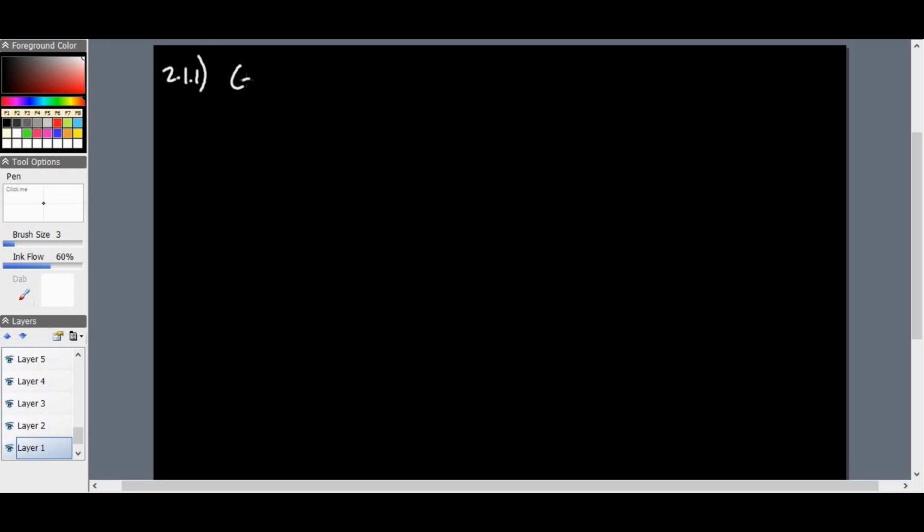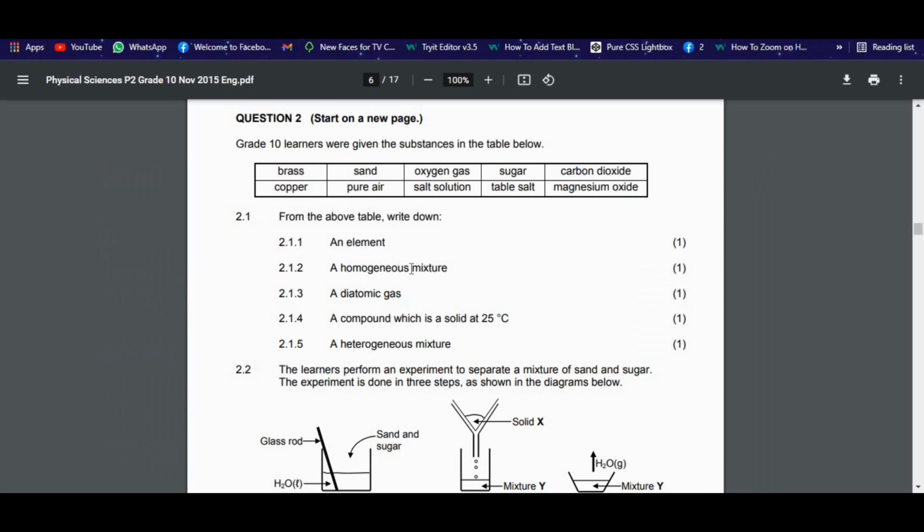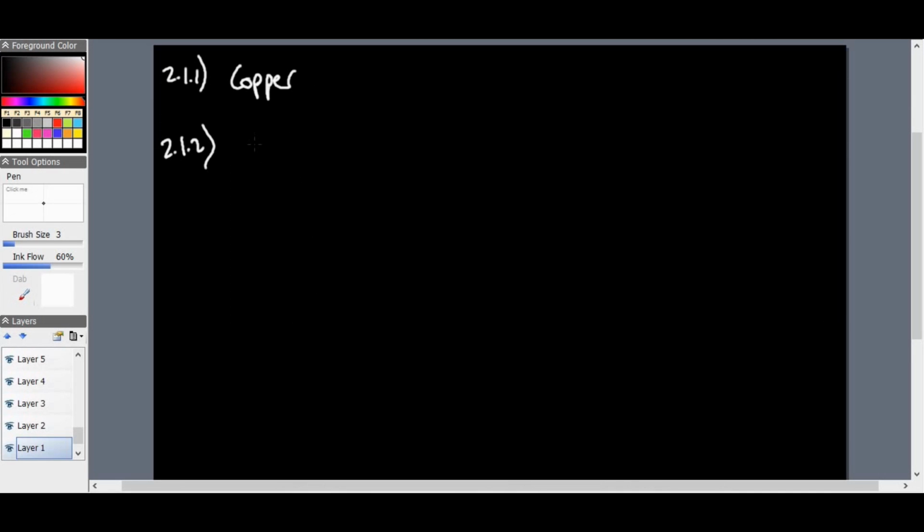For 2.1.1, I'm going to choose copper, because I think oxygen gas is going to be used again. Then a homogeneous mixture. Alright, we've gone through what homogeneous and heterogeneous is. A homogeneous mixture of one kind. There's more than one as well. There's salt solution, that's a homogeneous mixture. Pure air also is a homogeneous mixture, as well as brass, if you didn't know. So you can write down, of course, any one of these. I'm going to write down salt solution, which is just salt and water.